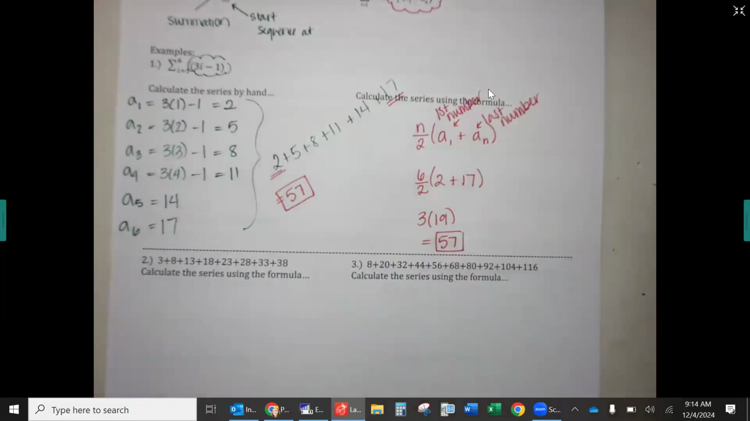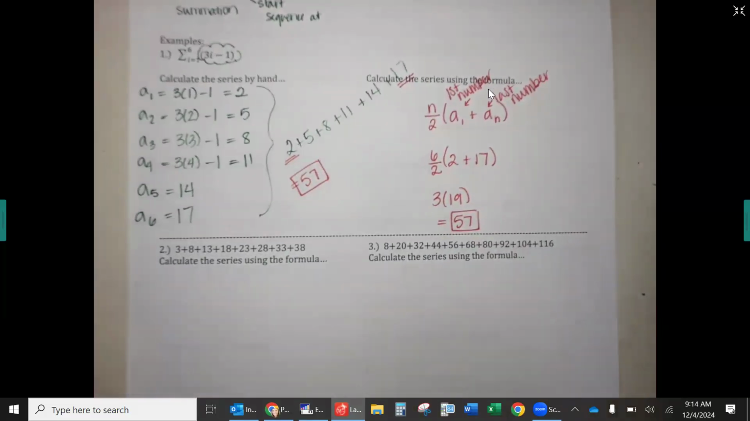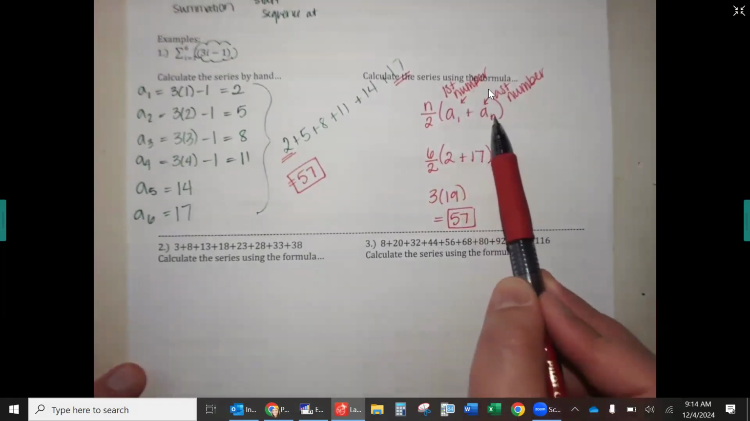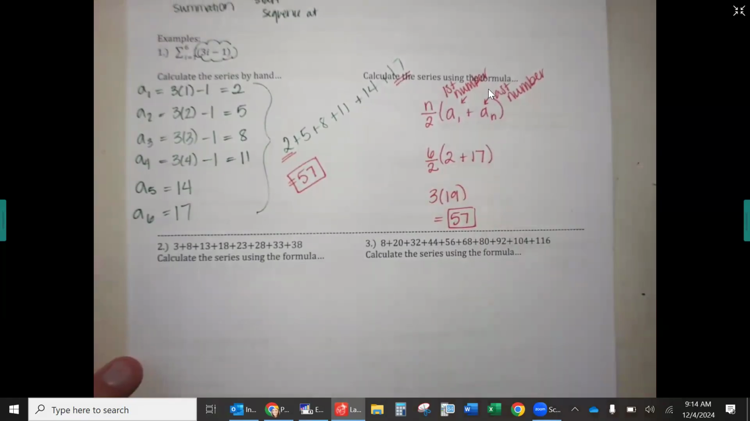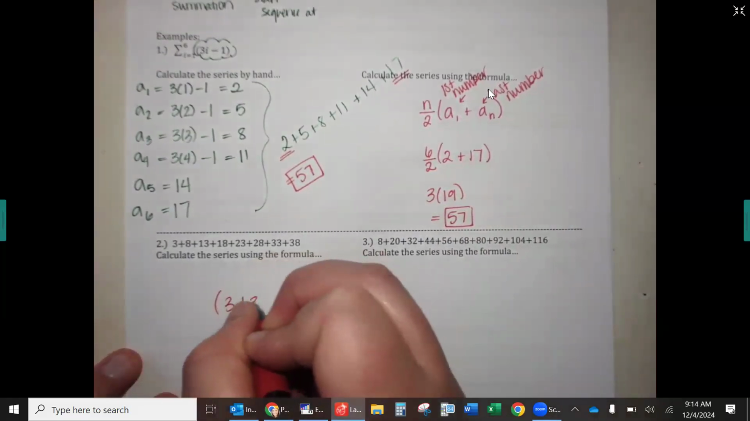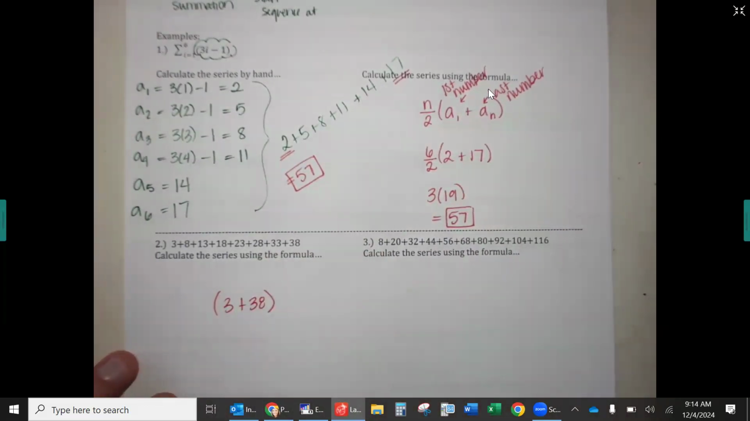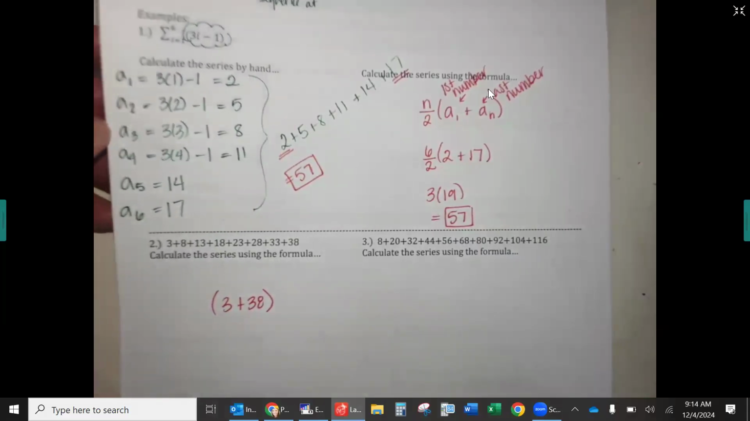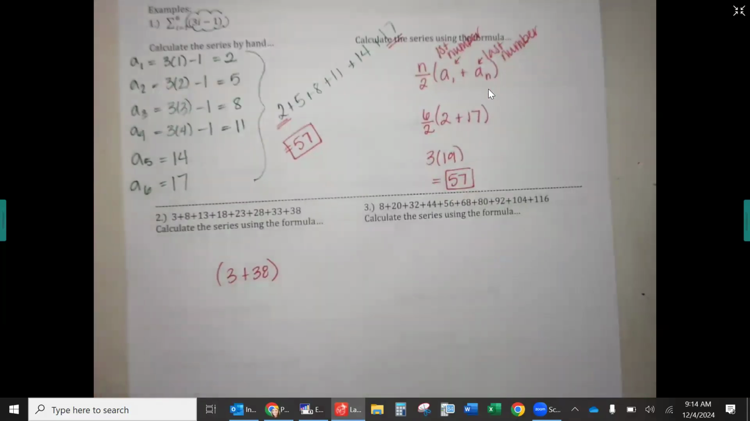generating the list. So let's practice using that formula just a couple more times to make sure that you got it. Okay, take a look at number 2. Remember, I'm going to do first plus last. So what would that be for example 2? 3 plus 38. And then on the outside, I'm going to times by n over 2, where n is the number of numbers in the list.